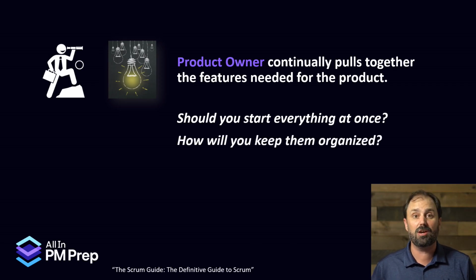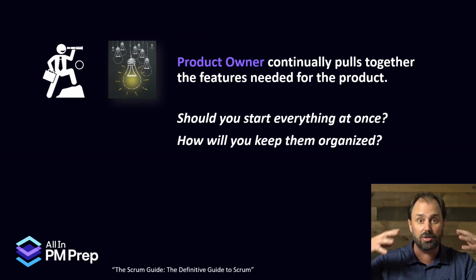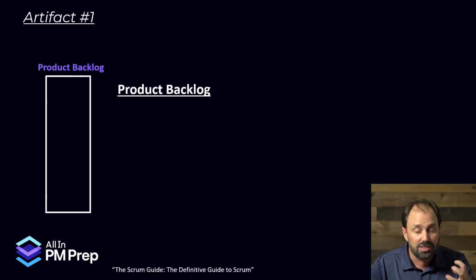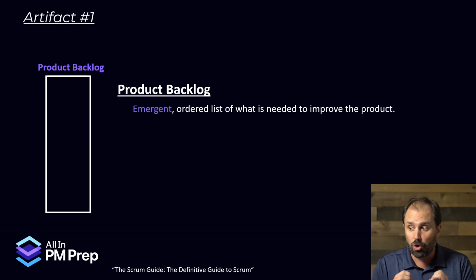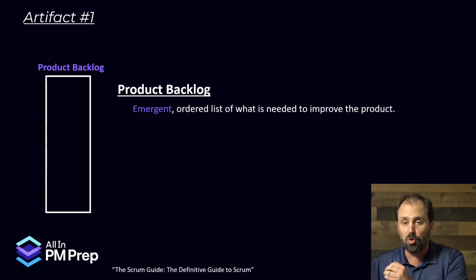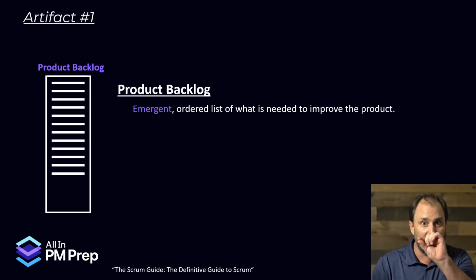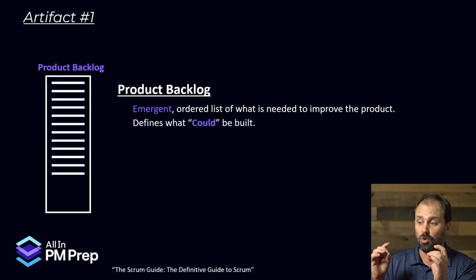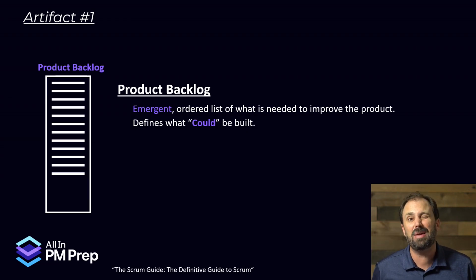And how will you keep everything organized if you're the product owner? You get all these ideas. They all seem great. Some are better than others. How do we keep them organized? Now, artifact number 1 is called a product backlog. I know this is the first time you're seeing it, but let's just take it in. We're going to go deeper later. The product backlog is an emergent, ordered list of what is needed to improve the product. So all the things that we need and could do are listed there. Those little lines are little features and functionalities that we could work on. And I'm emphasizing the word could, because just because you put it on the product backlog does not mean it's going to get built.